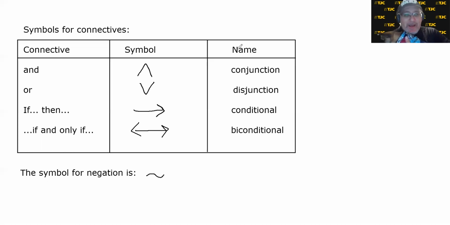If you were typing it on my keyboard, it's to the left of the 1. You have to hit shift to get to it. But this is called a tilde, T-I-L-D-E. That's the punctuation mark it is. But we can just say negation for it. I guess we can leave that there.